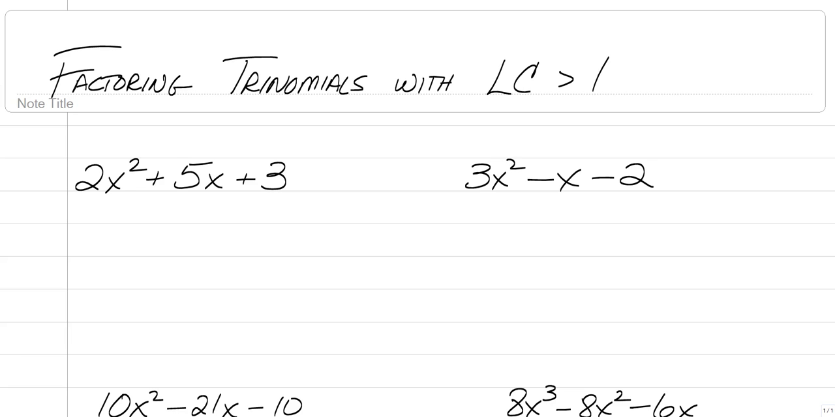Hey, let's do this. This is Mr. Longo here, and we are going to talk about factoring trinomials that have a leading coefficient that's greater than 1.